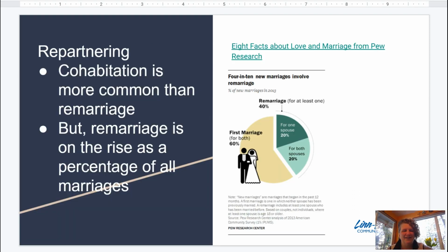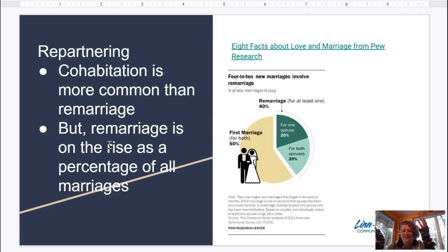Okay, so now just a couple things about repartnering and remarriages. This is kind of interesting. The first bullet here basically says people who've been married once and divorced are now more likely to cohabitate than to remarry. Used to be remarrying was more common. Now it's more common to cohabitate. But if we look at remarriage as a piece of the pie of all marriages, that's actually increasing.